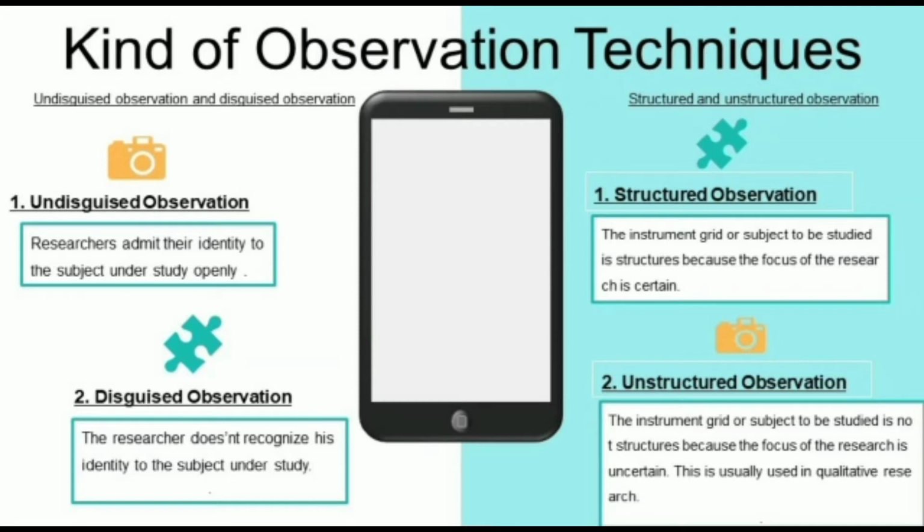And the second of the kinds of observation method: undisguised observation and disguised observation. The meaning of the undisguised observation is the researchers recognize their identity to subject, but this is different with disguised observation. Disguised observation, the researchers do not recognize their identity to subject.